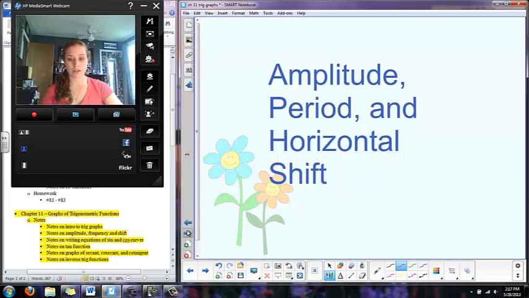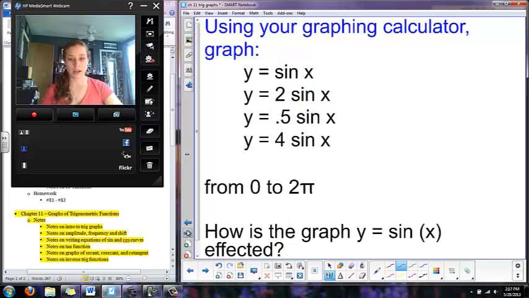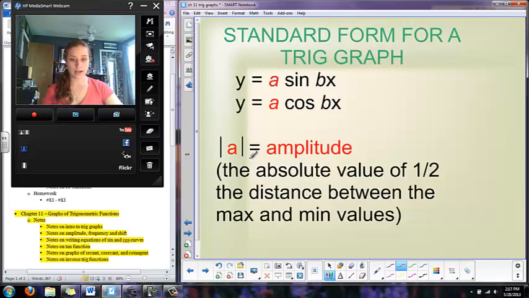Amplitude, period, and horizontal shift, we already did this stuff. I'm not going to go over it again except to tell you that the A out front is the amplitude, and it's the absolute value of whatever number is out there. So it pretty much just tells you how high the function goes and how low the function goes. Okay?